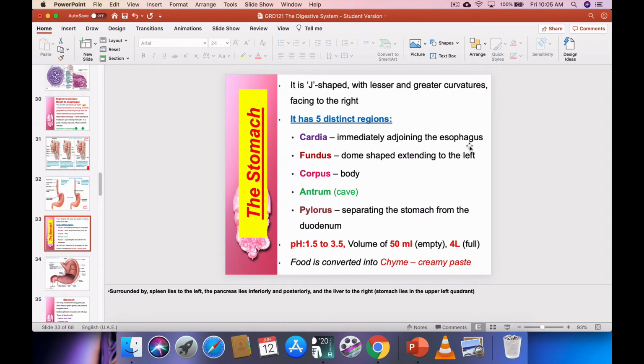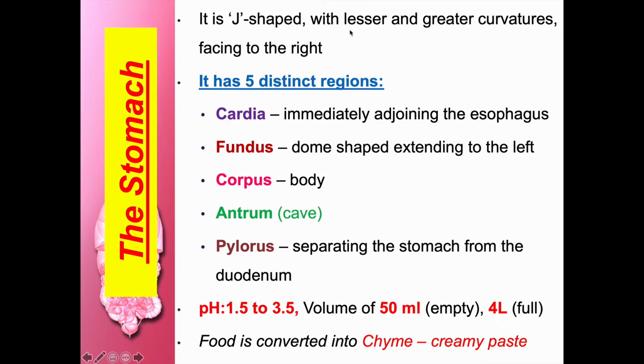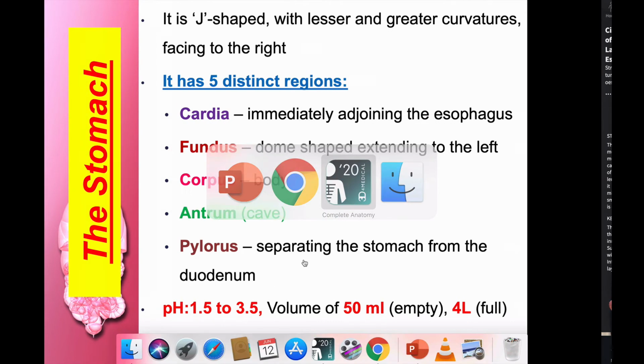Coming to the stomach, it is actually a J-shaped structure which has a greater curvature and a lesser curvature. It has the cardiac area, fundus area, body and trunk. The pylorus is the junction that connects the stomach to the duodenum. If you look at the physiology of the stomach, it's very distinct. Let me show the stomach and explain on the model.